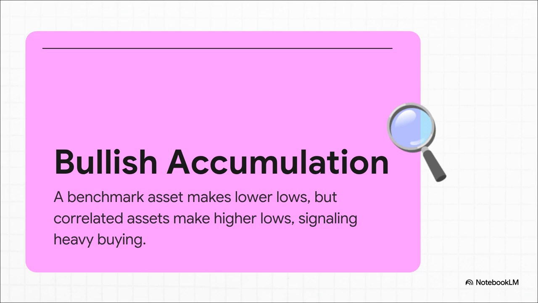And of course, the exact opposite is true for bullish accumulation. In this case, your benchmark asset is making lower lows. Everybody thinks the market is weak, it's going to keep falling, but behind the scenes, smart money is quietly buying up everything they can. They're accumulating. And this heavy buying actually prevents those correlated assets from falling as far, so they start making higher lows.